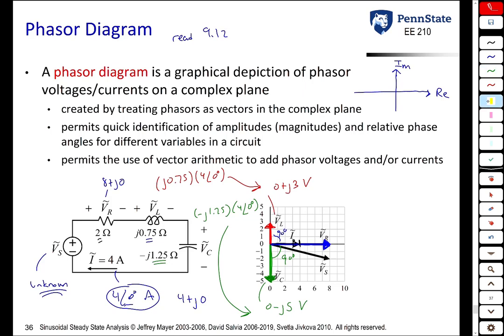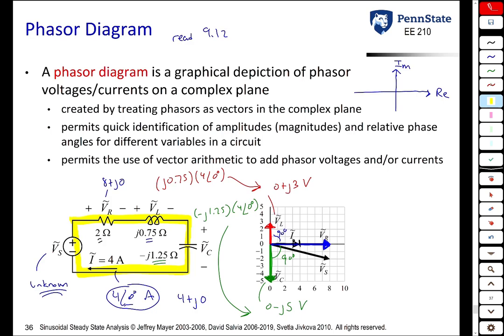Finally, what we see is that the voltage source has to equal the voltage across the resistor plus the voltage across the inductor plus the voltage across the capacitor. Doing KVL here: minus Vs plus VR plus VL plus Vc is 0. And so we see that the source voltage is just the vector addition of the resistor, the capacitor, and the inductor.